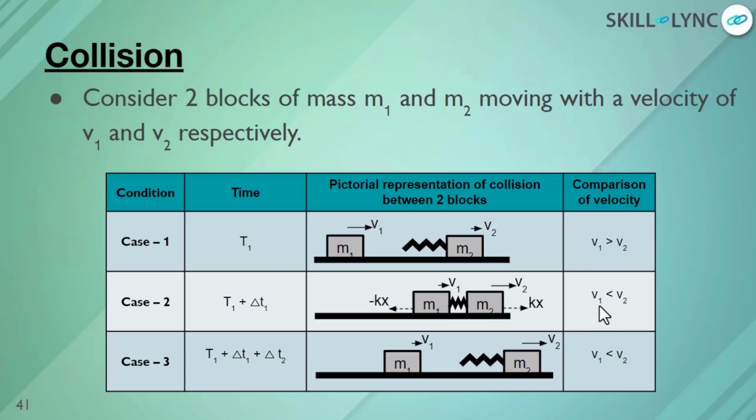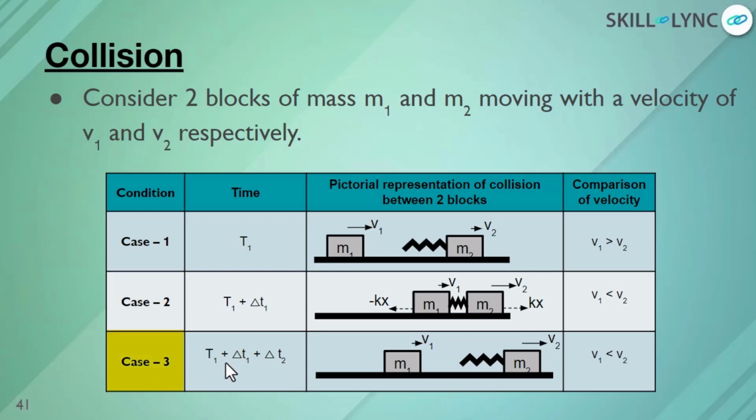And when the collision happened, the velocity of the first object got reduced and thereby it is now smaller than the velocity of the second object. This arrow denotes the same. The velocity of the second object is now greater than the velocity of the first object. This is our case 2.